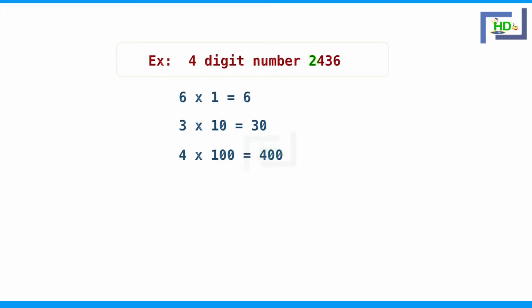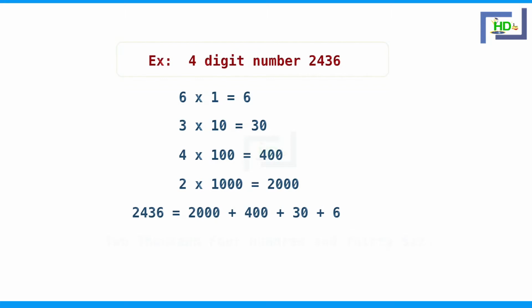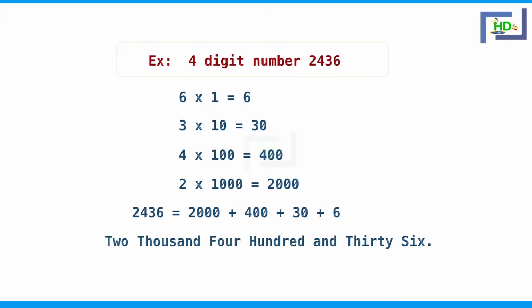So its value is 2 into 1000, that is equal to 2000. That is, the given number 2436 can be written as 2000 plus 400 plus 30 plus 6. And it can be read as 2436. Now take another example.